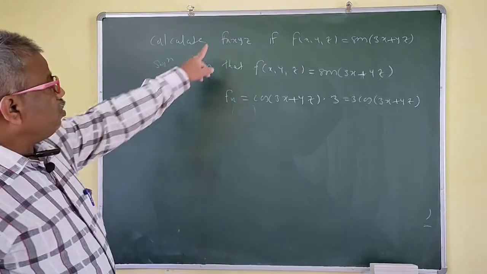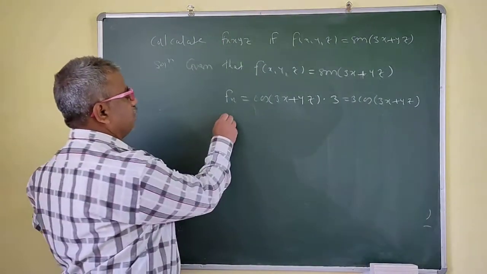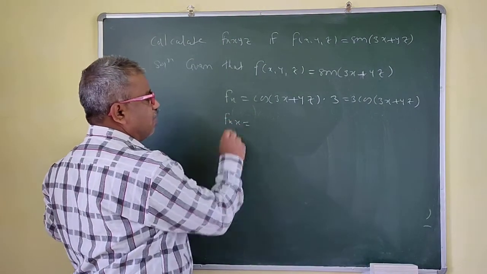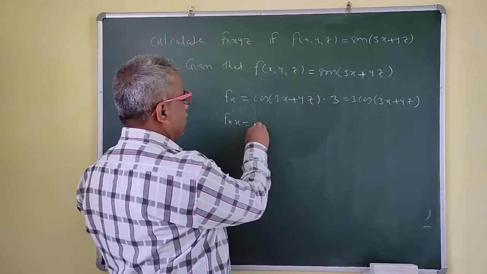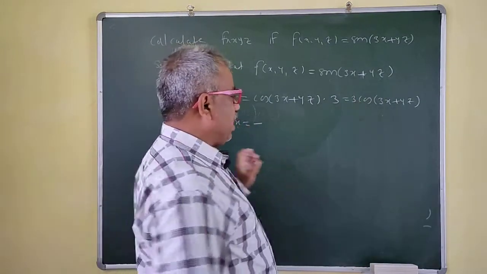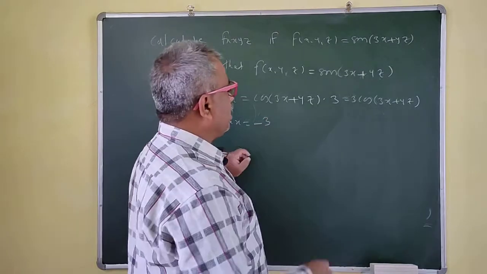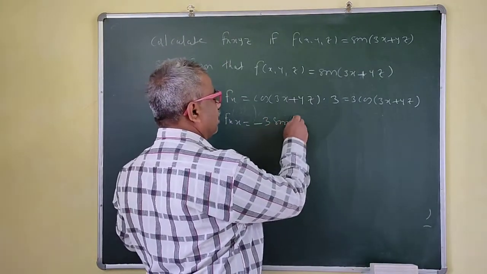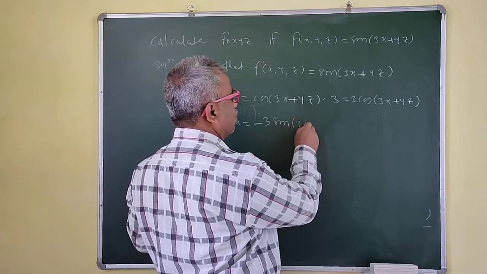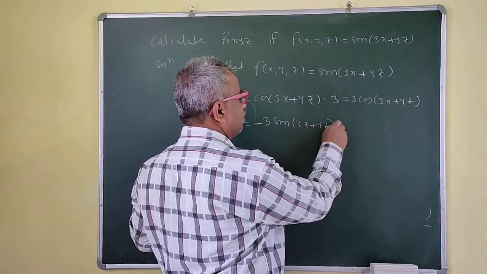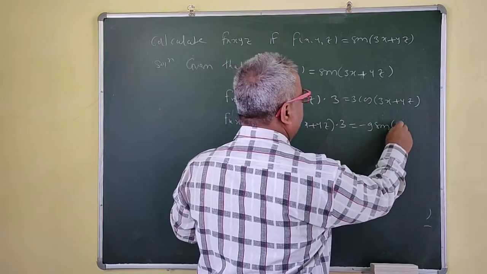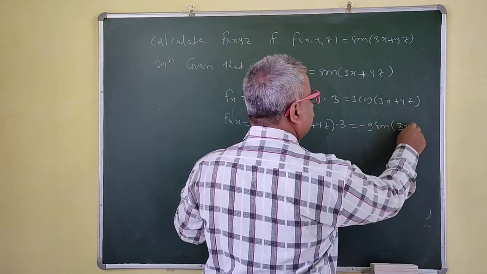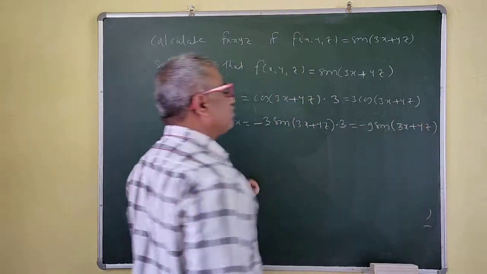Again, we have to differentiate with respect to x. So fxx. We have to differentiate this. You know that the derivative of cos of something is minus sine of something, so we write minus. The 3 will be as it is, and the derivative of 3x plus yz is 3. So this is minus 9 sine of (3x plus yz).